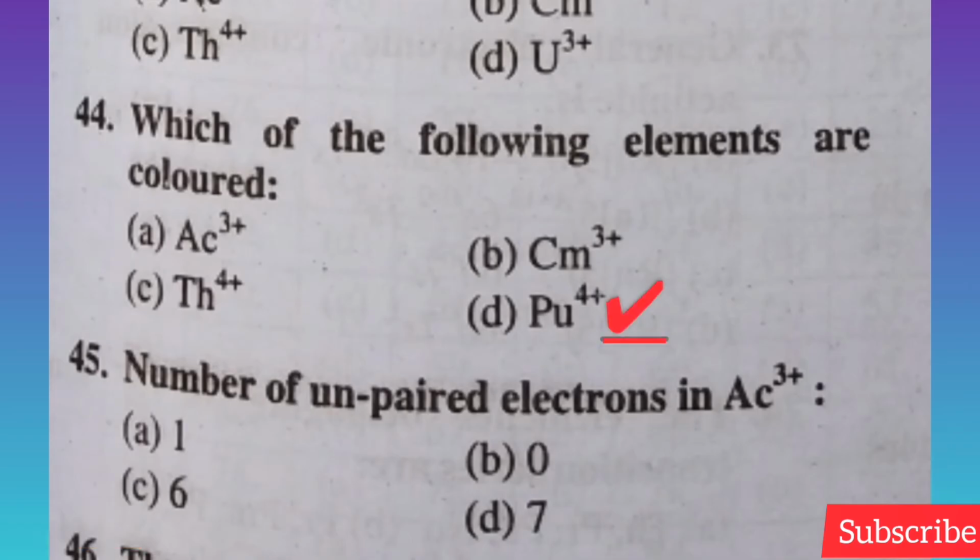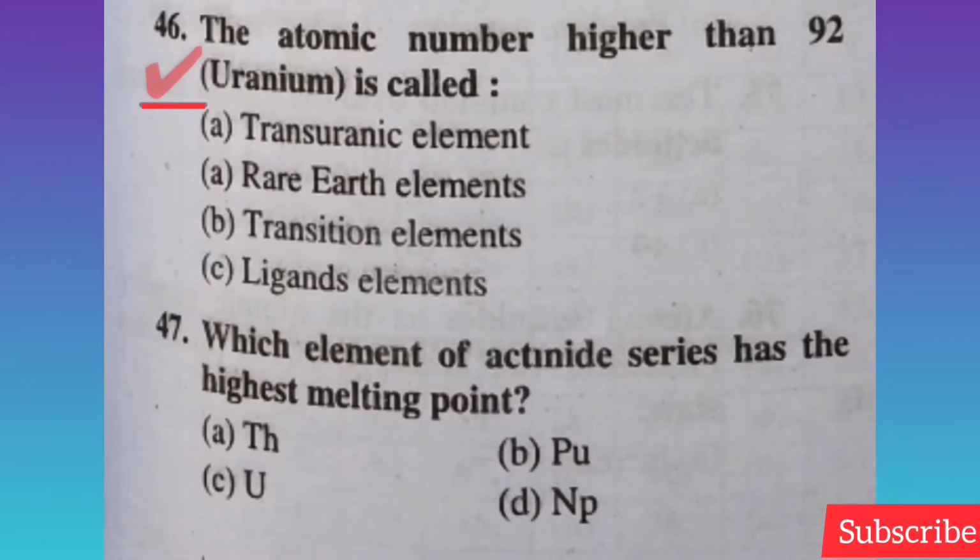Option D is correct. Next, question number 45, the number of unpaired electrons in Ac3+. In this question option B is correct, there will be 0 unpaired electrons. Question 46, elements with atomic number higher than 92, uranium, are called transuranic elements. Option A is correct. Question 47, which element of the actinide series has the highest melting point.